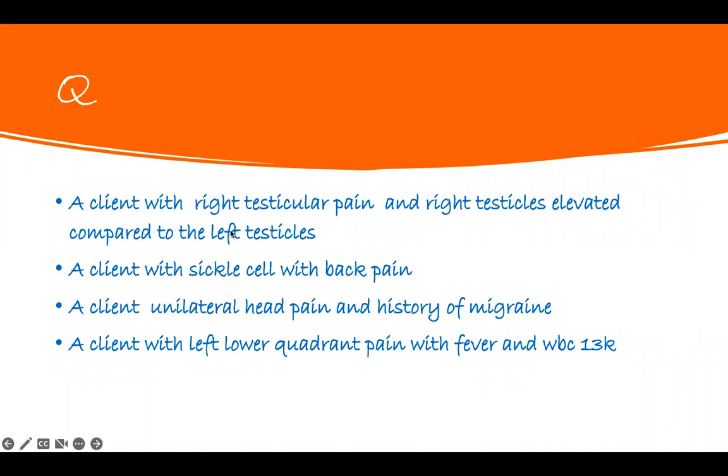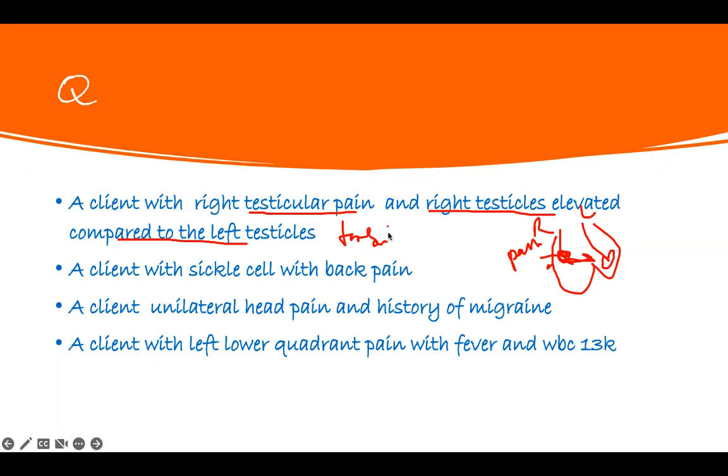So we have a client with right testicular pain, right testicle elevated compared to the left testicle. So if this is your scrotum and this is the right and this is the left, where the left is there, but the right testicle is up here and the patient has pain. When you see this testicle height has changed and there's pain on the one that is on the upper end, this is what we call torsion, testicular torsion.